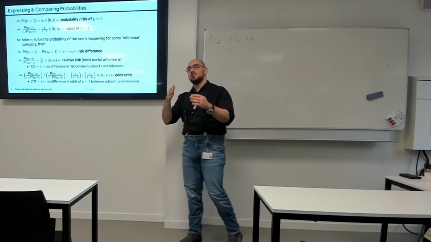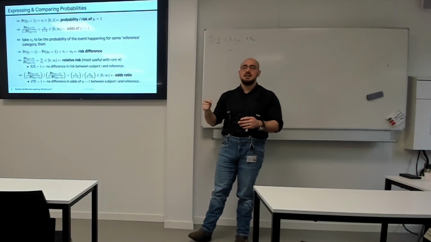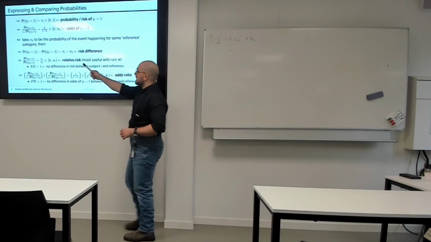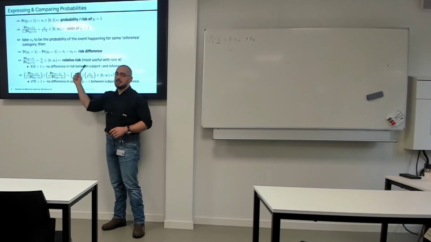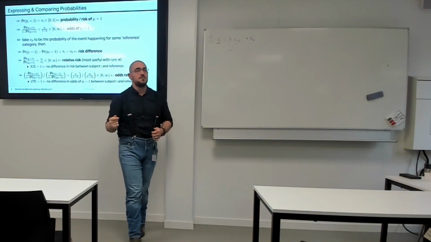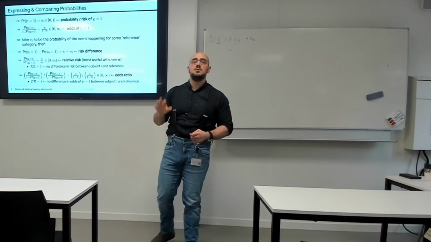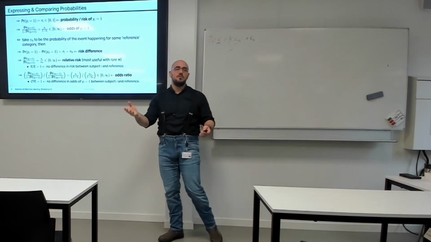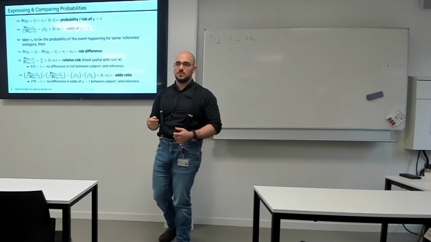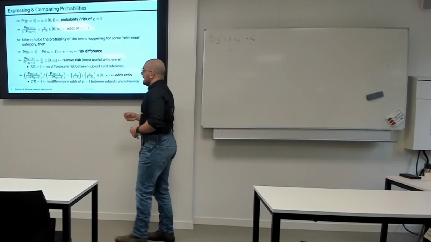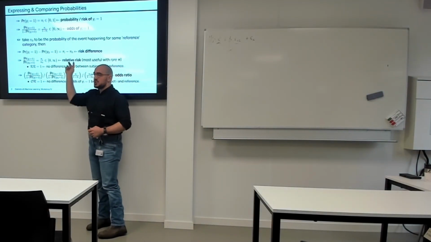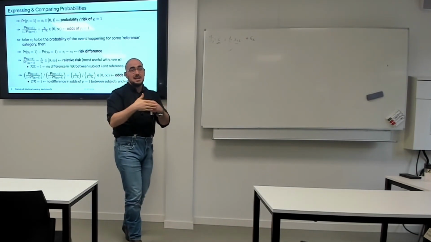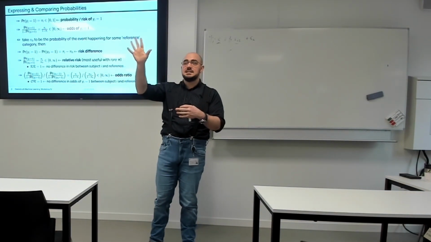And then I want to compare your risk against the reference. So I say your risk minus the reference risk is my risk difference. If you have a risk difference of 5%, it means you have a 5% higher chance of developing the disease, or of voting for Trump, than the reference, for example. This is a nice measure because it's easily interpretable, right? 5% is the difference.